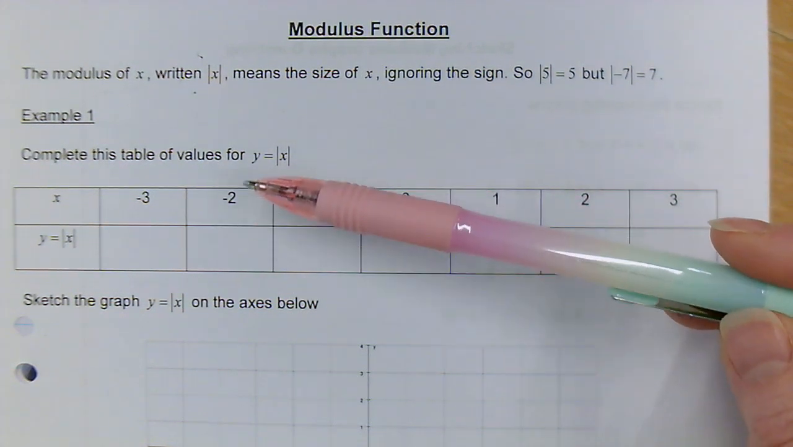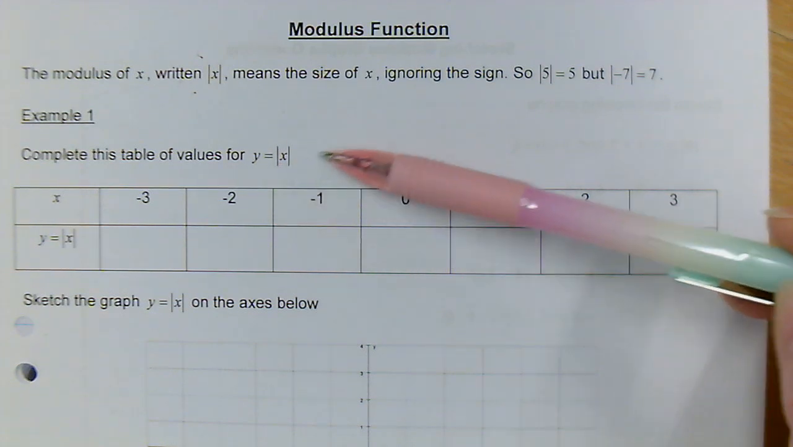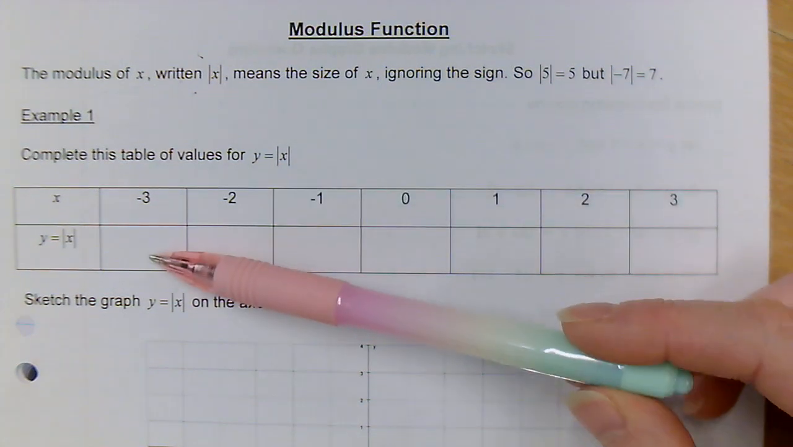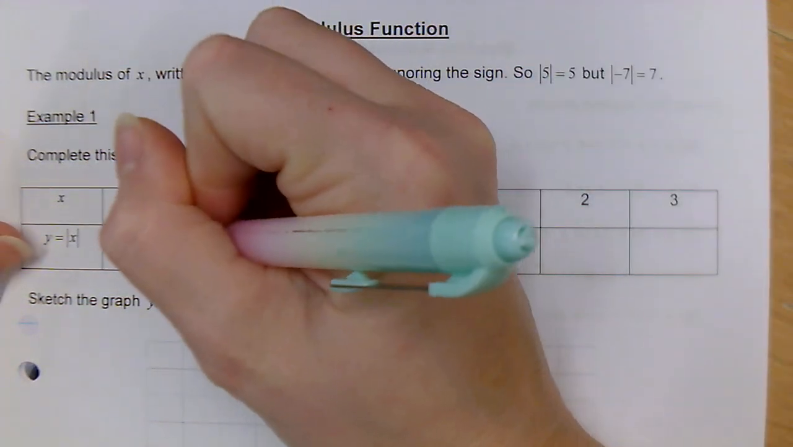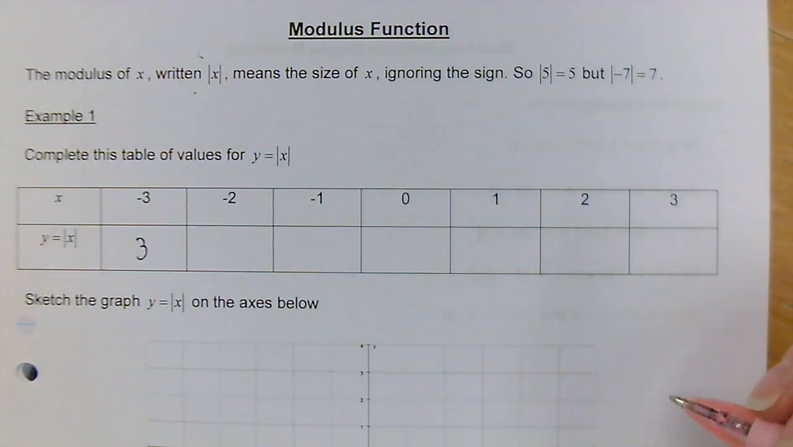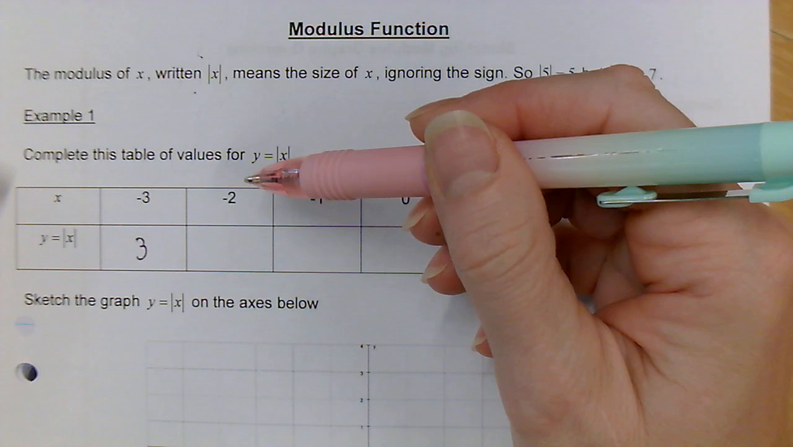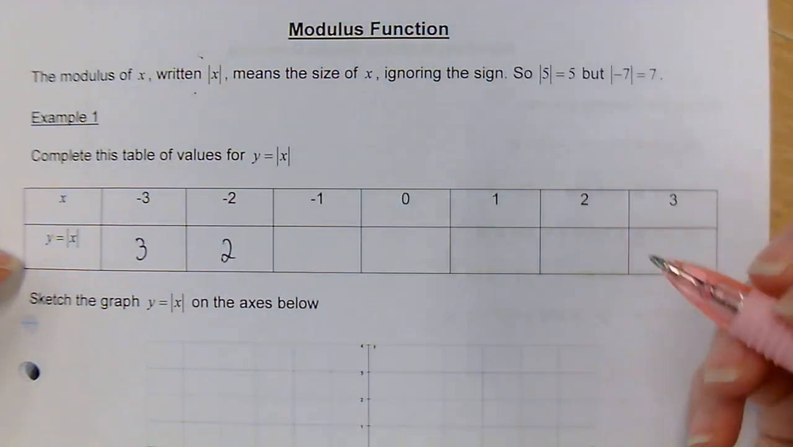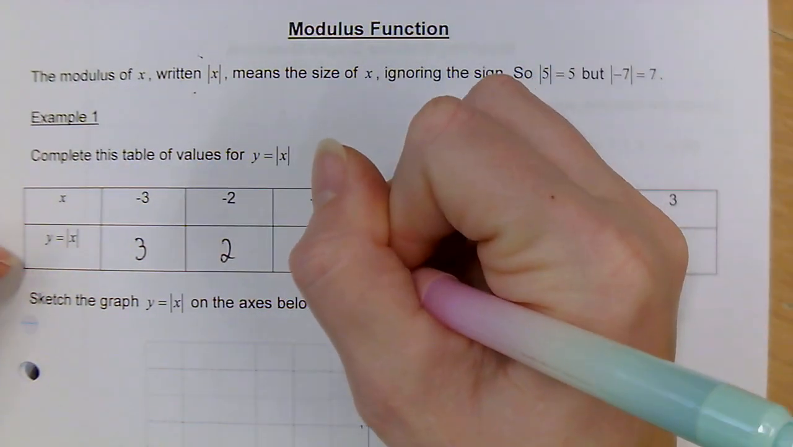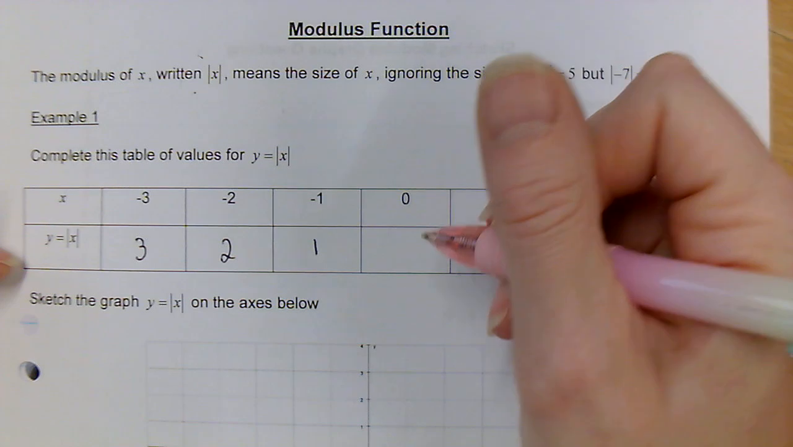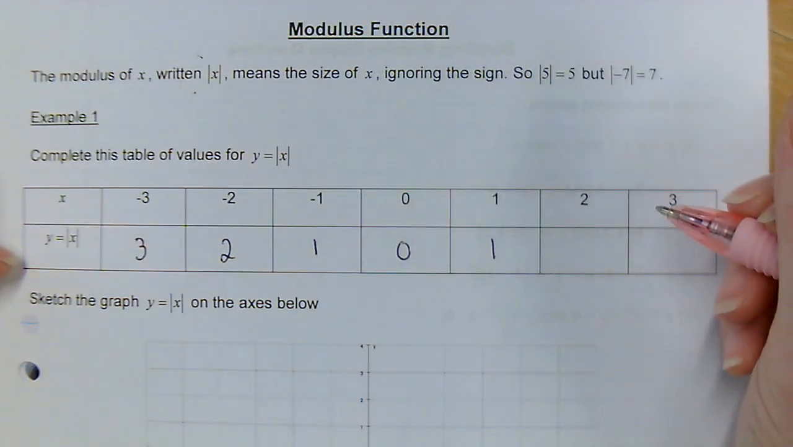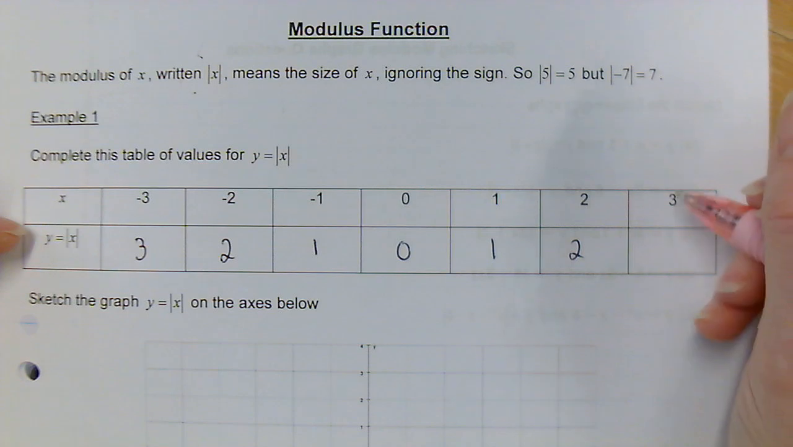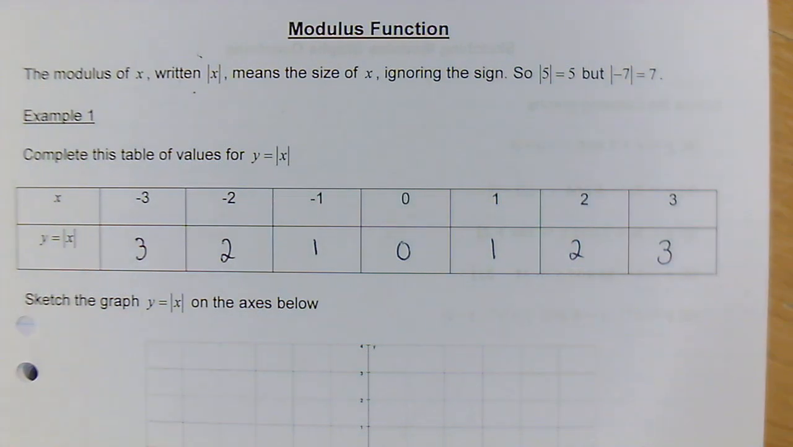If we want to look at the graph of y equals the modulus of x, when we put minus 3 into the modulus of x, y will actually be 3, okay, because we ignore the signs. So when x is minus 2, y will be 2. When x is minus 1, y is 1. When x is 0, y is 0. When x is 1, y is 1. When x is 2, y is 2. And when x is 3, y is 3.